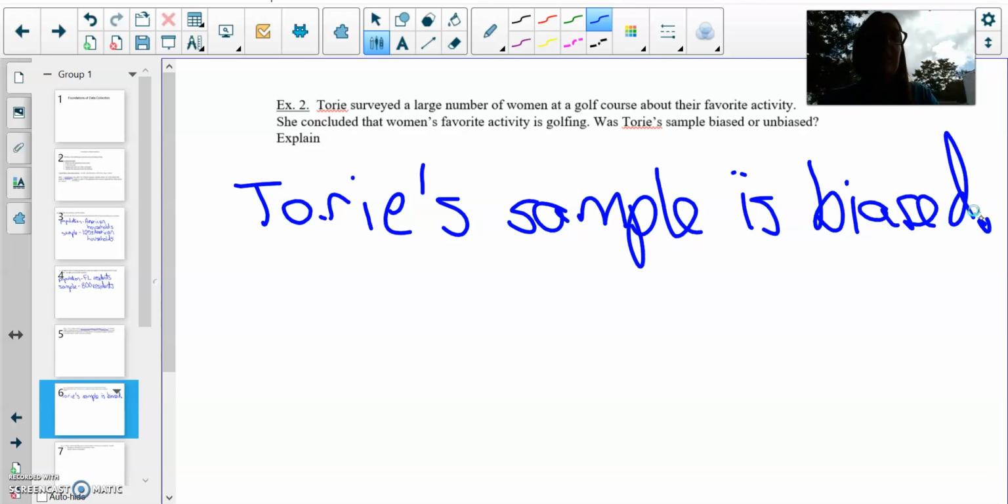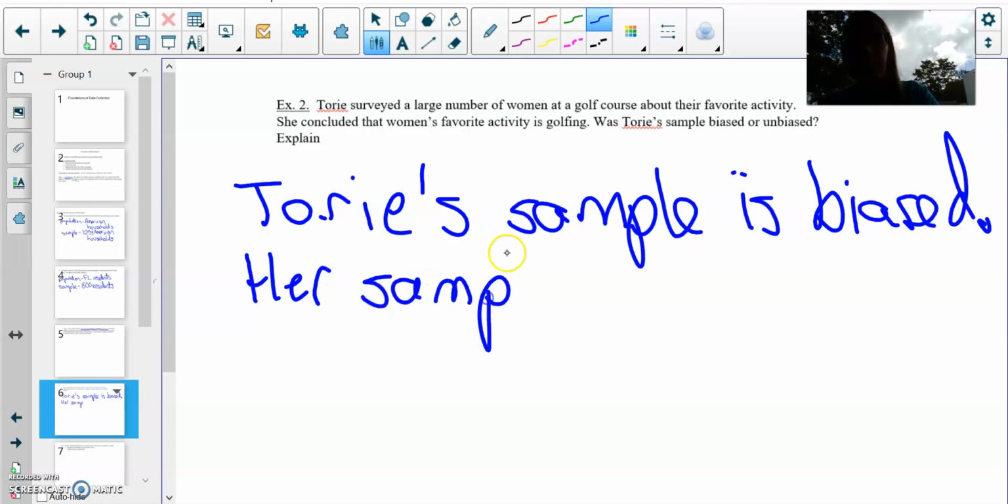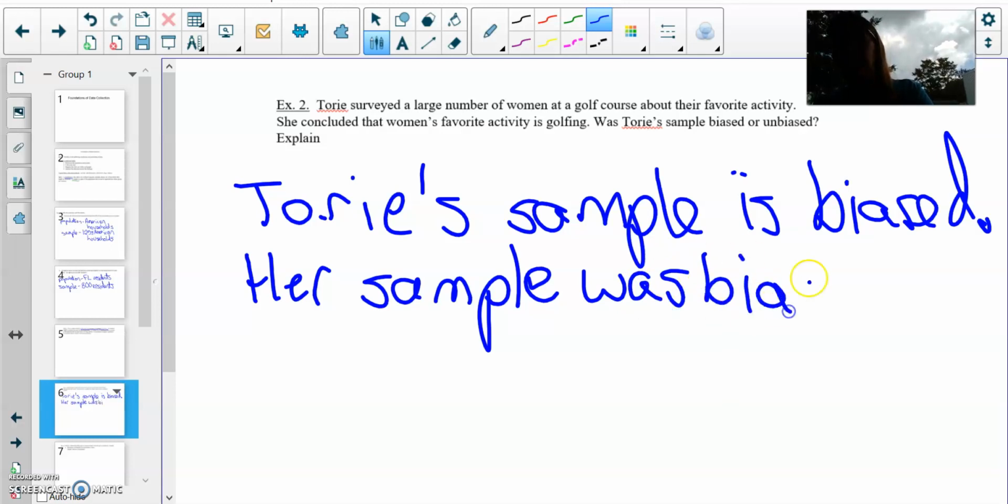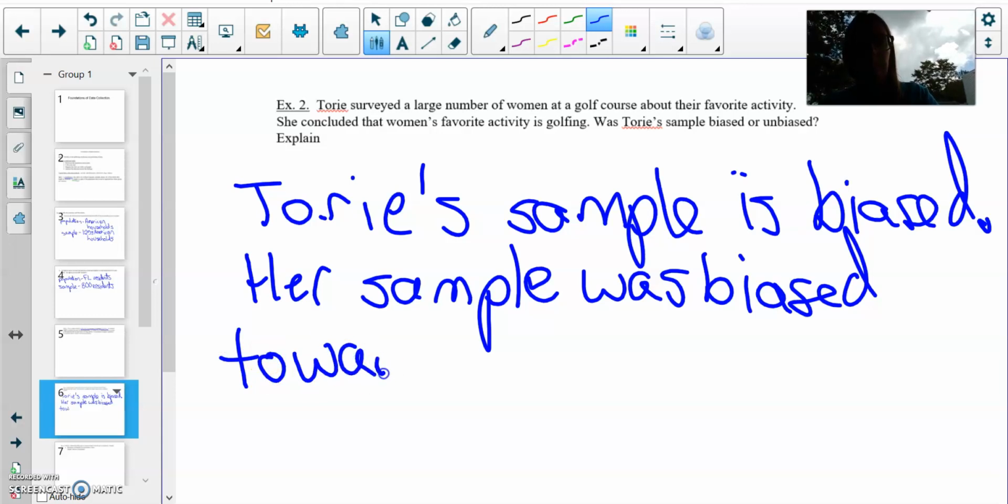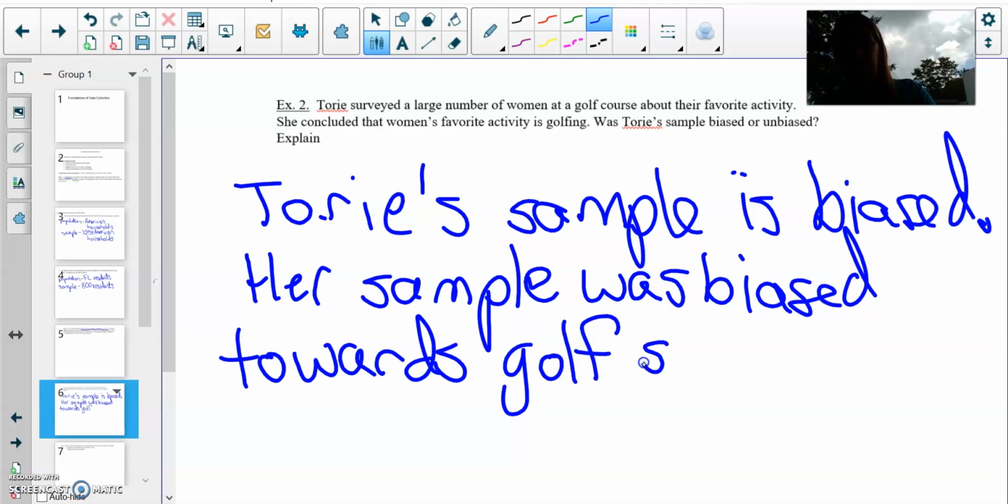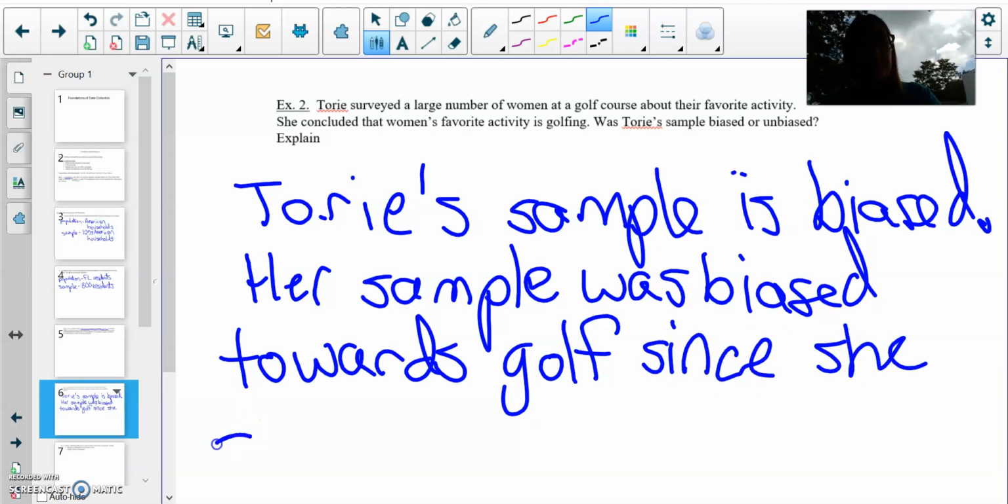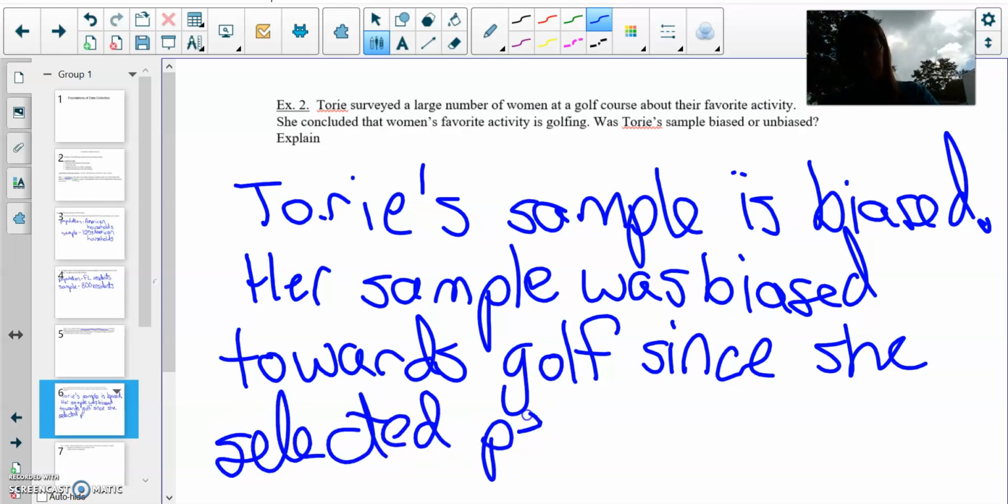So for an explanation, we have to say her sample was biased towards golf since she selected people at a golf course.